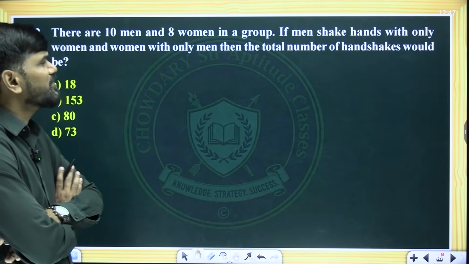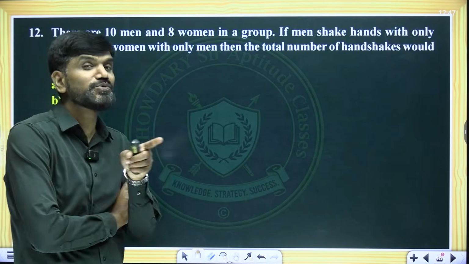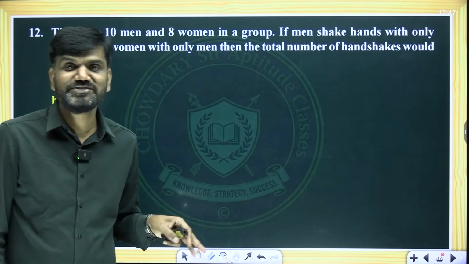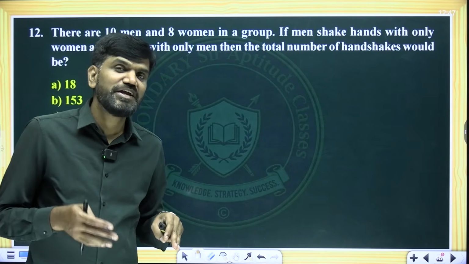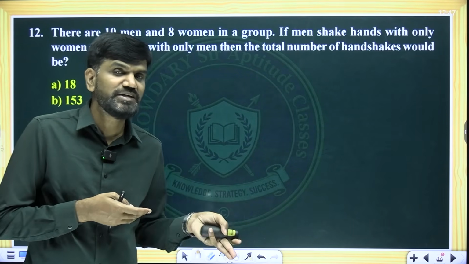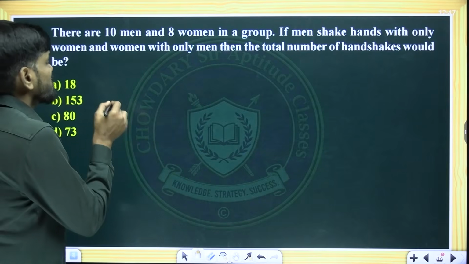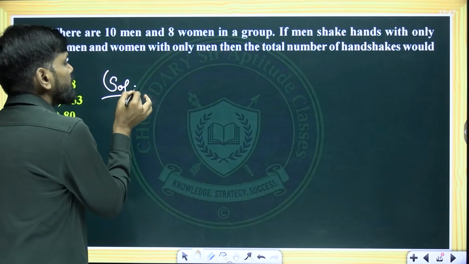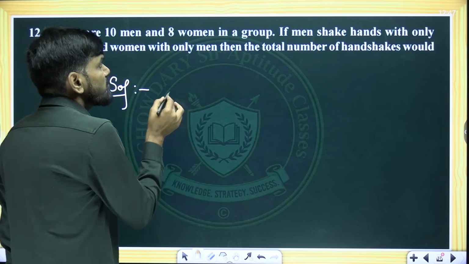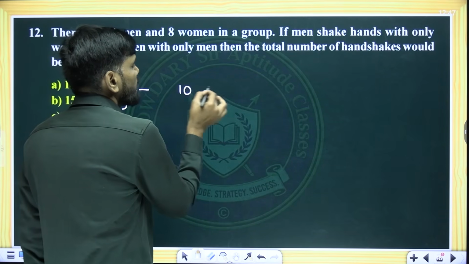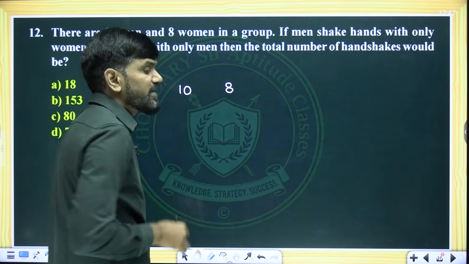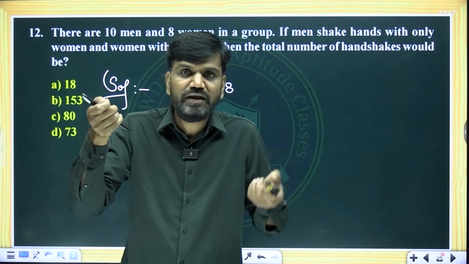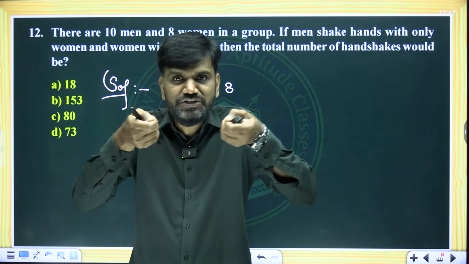Problem number 12. Same story. There are 10 men and 8 women in a group. If men shake hands only with women and women shake hands only with men. So this is the opposite. Then how many shake hands will take place? Now for you to have a handshake, it is not NC2. You need 2 people, but 1 from each group. So out of 10 men available and 8 women available, for a shake hand to happen, you need 1 man and you need 1 woman.